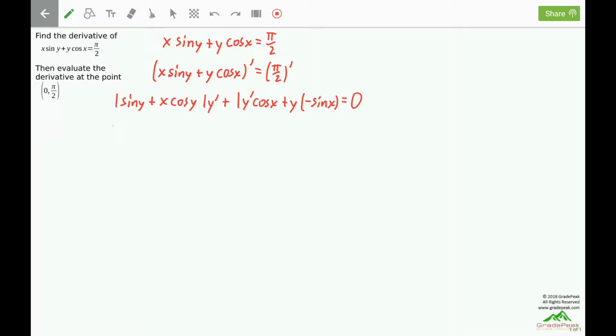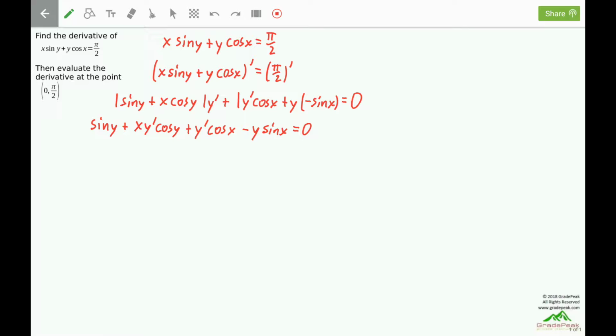So we have sine y plus, multiplying, and I bring the 1 and the y prime out front with the x, y prime cosine of y for the second term, plus y prime cosine of x, and then y times a minus sine x will be minus y sine x, all equals 0.